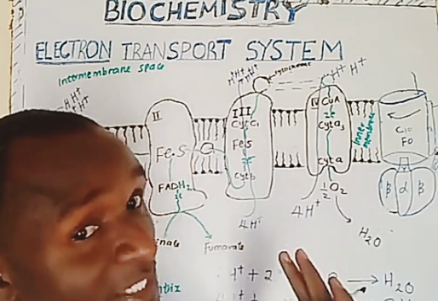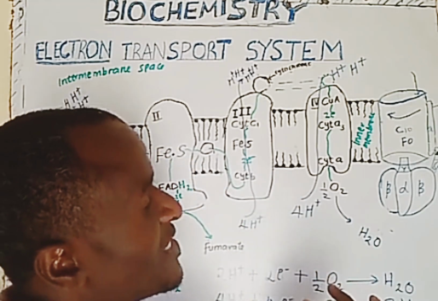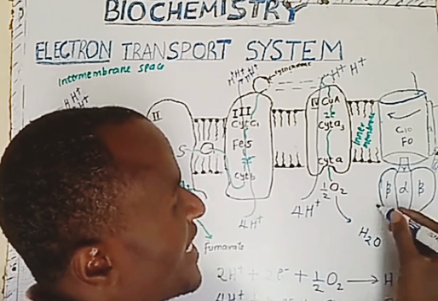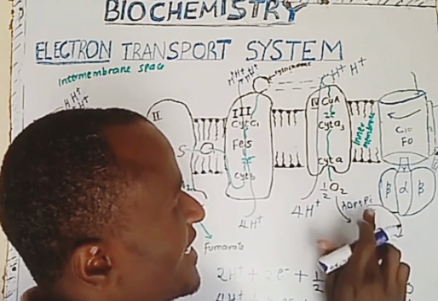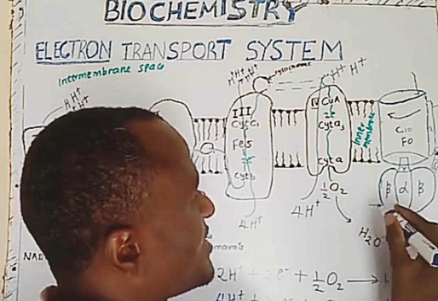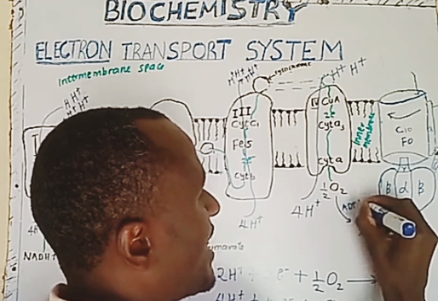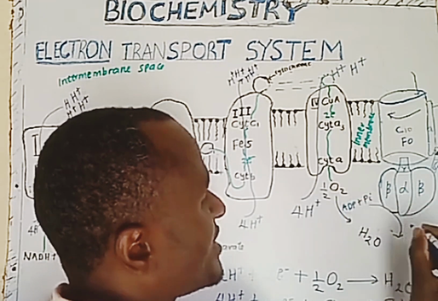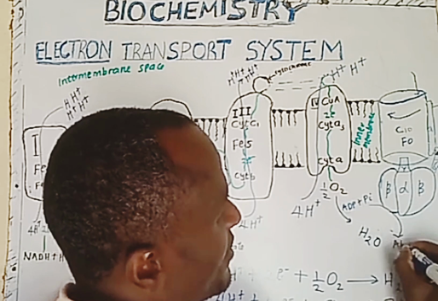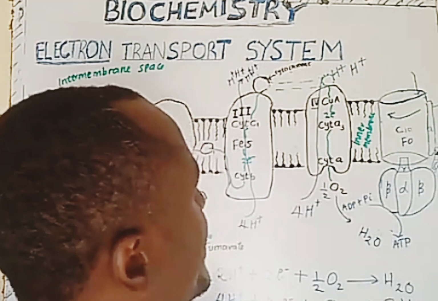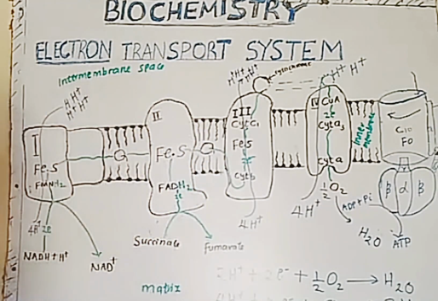When the gamma subunit spins, it causes conformational changes in the beta and the alpha subunits. This causes the interaction of ADP and inorganic phosphate to form ATP, which is our major target in this reaction. So we have generated our ATP, and that means our mission is accomplished.